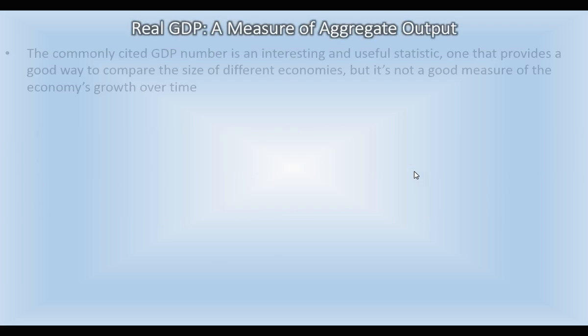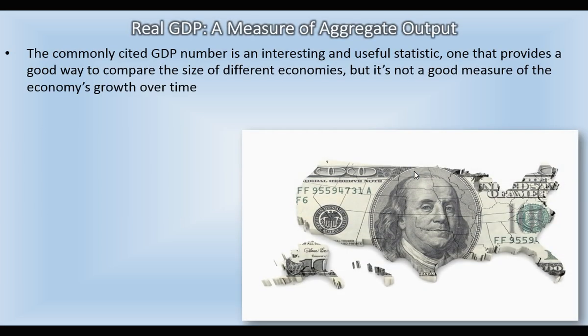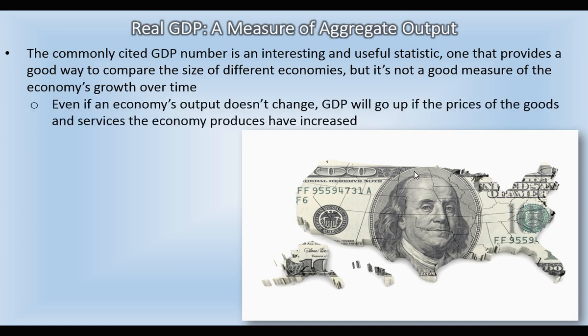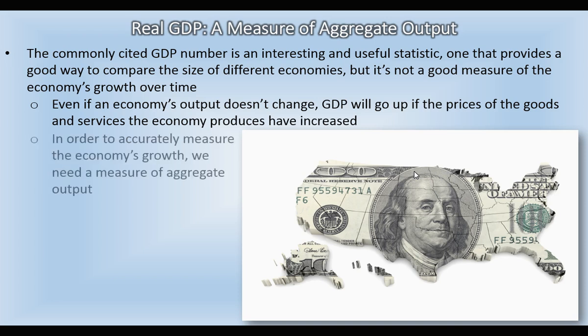So again, GDP is a measure of the output, but we're not taking into consideration what's happening with prices in the economy. Are our overall prices going up or down? That's what real GDP is going to do. The commonly cited GDP number is an interesting and useful statistic, one that provides a good way to compare the size of different economies, but it's not a good measure of the economy's growth over time. Even if an economy's output doesn't change, GDP will go up if the prices of goods and services the economy produces have increased. In order to accurately measure the economy's growth, we need a measure of aggregate output.